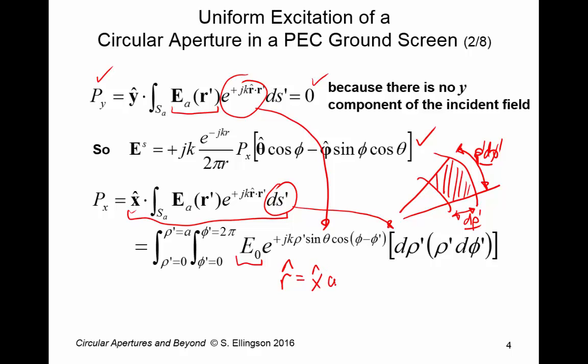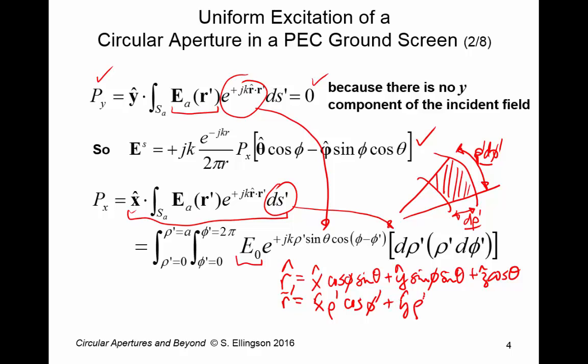x hat cosine phi sine theta plus y hat sine phi sine theta plus z hat cosine theta. And then for r prime, that is the point in the aperture as we're integrating around the aperture, you can write like this: x hat rho prime cosine phi prime plus y hat rho prime sine phi prime. And there's no z coordinate because we're integrating over the aperture, which is the z equals 0 plane.